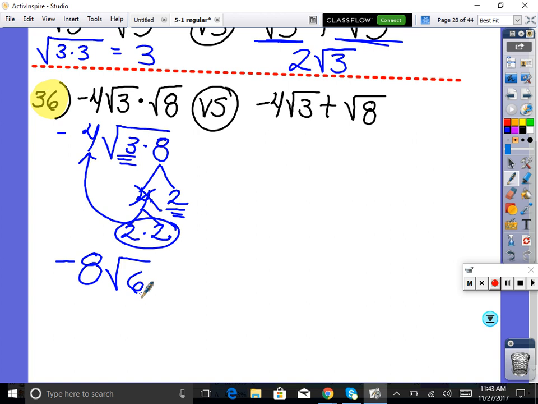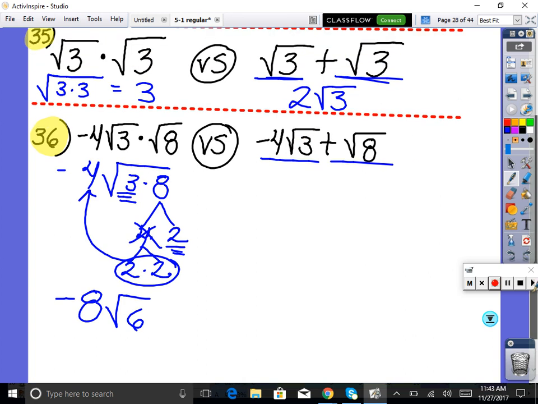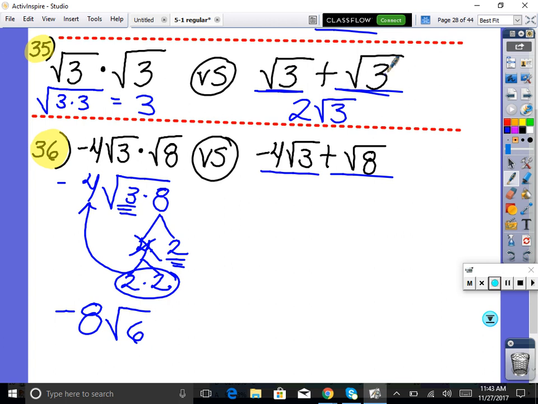So root 6. Now because we have negative 4 root 3 plus root 8, because they're not like radicals, like in the example above, this was a root 3 and a root 3, we could put them together. They're not the same root, so we can't put them together. Does everybody get it? Okay, we'll get into more details in a second.